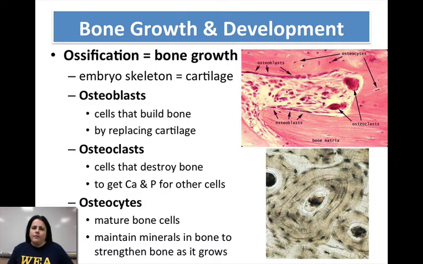And then there's a third type of cell called an osteocyte. And these are just your mature bone cells that help maintain the constant minerals in the bones, and it allows them to stay strong as they grow.